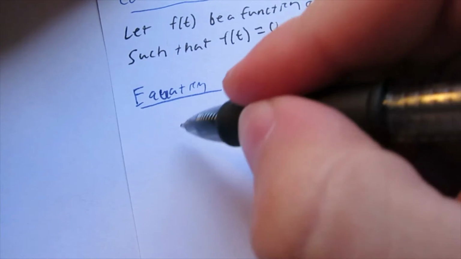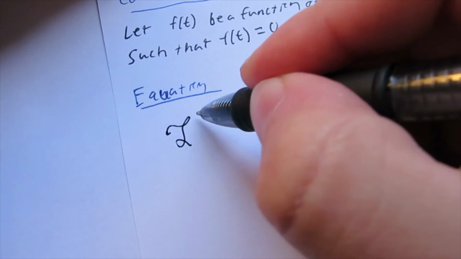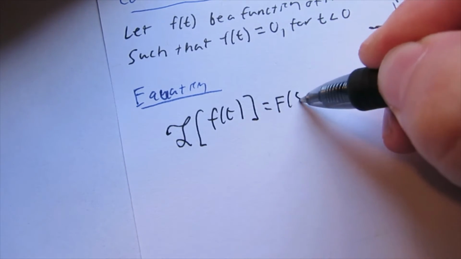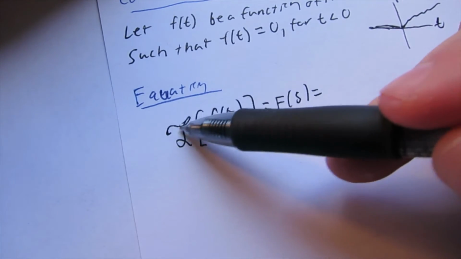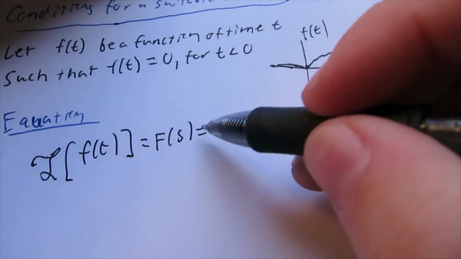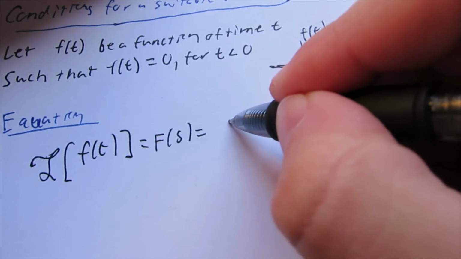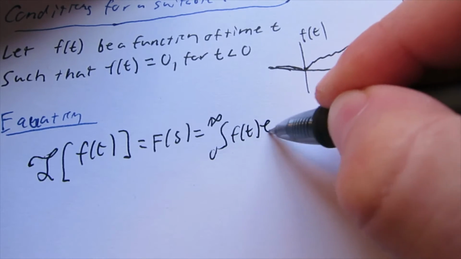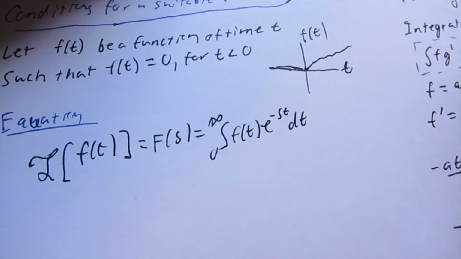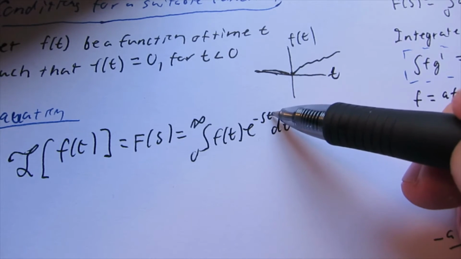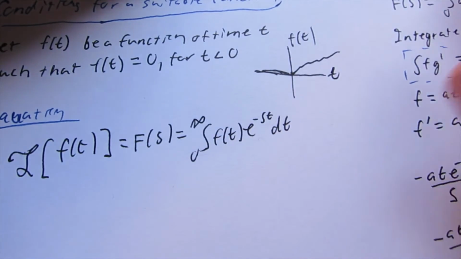So finally, the equation that we use to find these Laplace transforms by hand looks something like this. We have our Laplace transform, known as L, of our function f of t, equals our function of s, because that's what we want, we want it in the S-plane, equals the integral from 0 to infinity of f of t e to the negative st dt. So we take our function of t, multiply it by e to the negative st, and then take the integral from 0 to infinity.